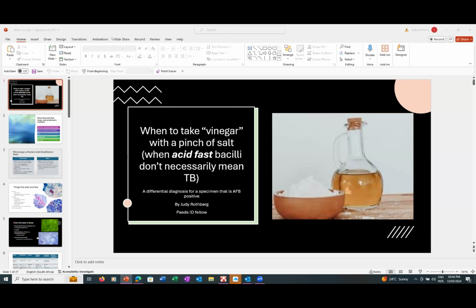Then Chitalu Chandra's asking about how long does GeneXpert remain positive after completion of treatment? I would be guessing, so I think someone else might know better. I'm going to say 3 to 6 months. I have no idea. I'm sorry.